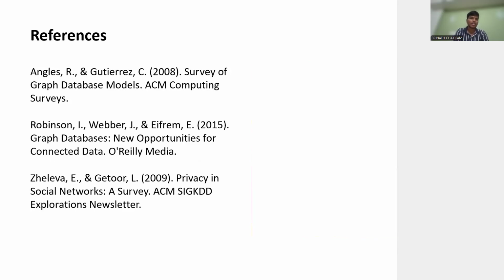Next, references: Angles, Robinson, and others. These are the references for graph databases.